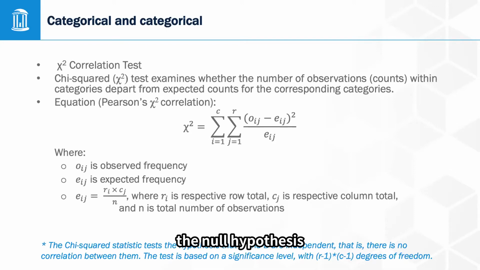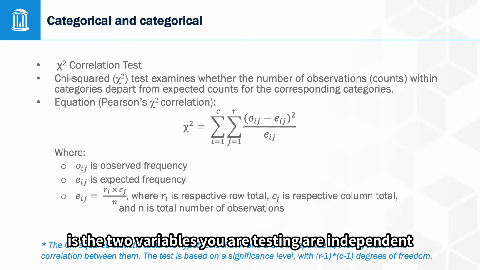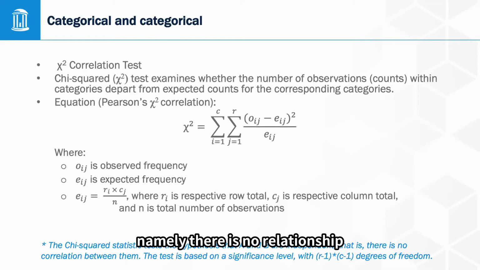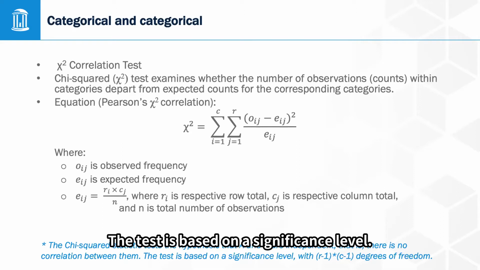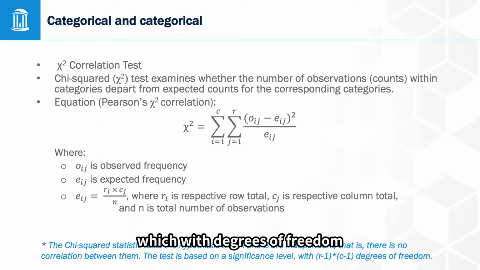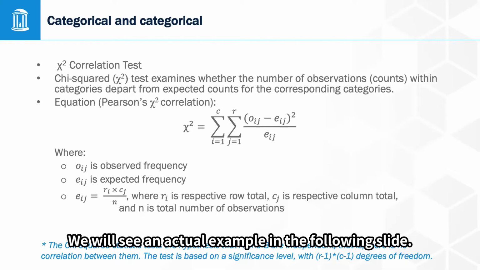Here, the null hypothesis is the two variables you are testing are independent, namely, there's no relationship between the two variables. The test is based on a significance level, with degrees of freedom. We will see an actual example in the following slide.